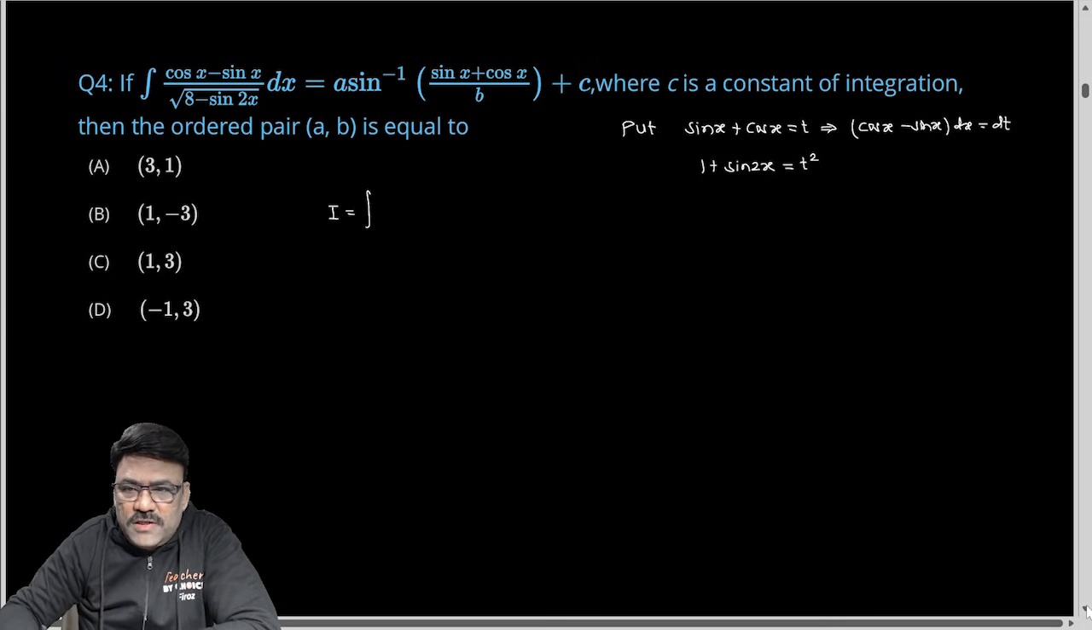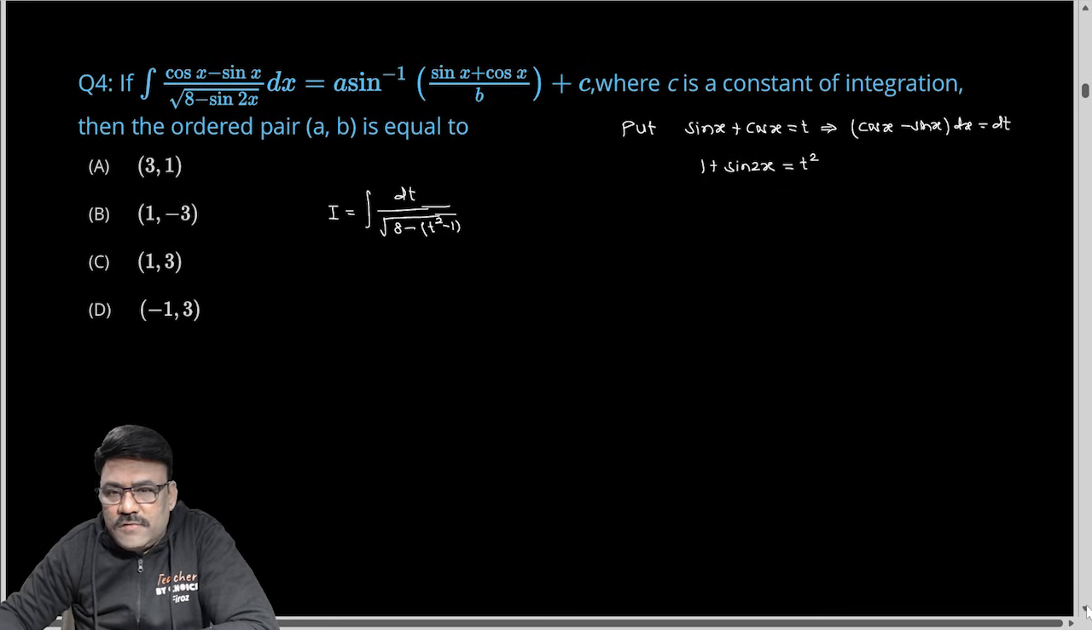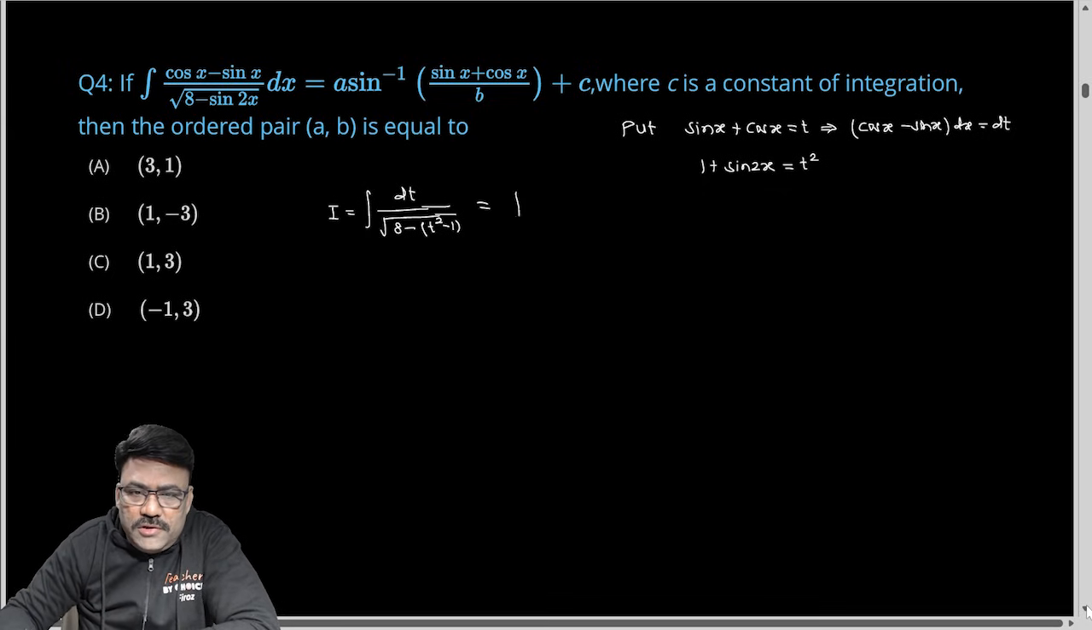Numerator is (cos x minus sin x) dx, which is dt. And denominator is under root 8 minus sin 2x, and sin 2x is t square minus 1. So ultimately you are getting dt over under root 9 minus t square, means 3 square minus t square. Its integration is sin inverse (t by 3) plus c.